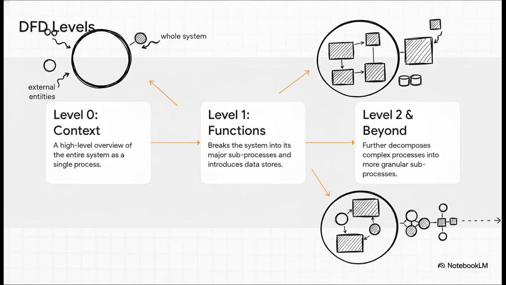So you always start at level 0. This is called the context diagram. It's as simple as it gets. It shows your entire system as just one single process bubble. That's it. Then you explode that bubble, you crack it open, and that reveals the level 1 diagram, which shows the main functions inside your system. And if one of those functions is still too complicated, you just explode it again into a level 2 diagram, and you keep doing that until every process is broken down into something super simple and easy to understand.